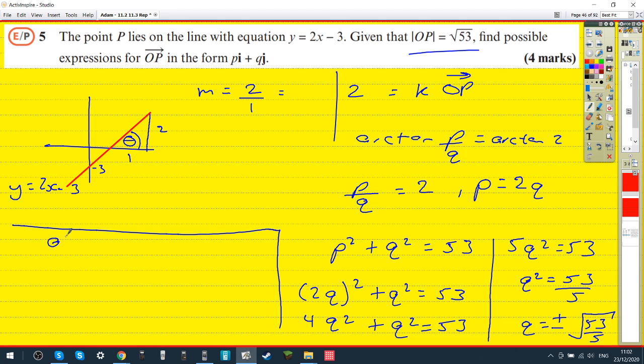How about P? P is 2Q, so we just do 2 times plus or minus square root of 53 over 5. So that's just plus or minus 2 root 53 over 5. Grand. Any questions about that one?